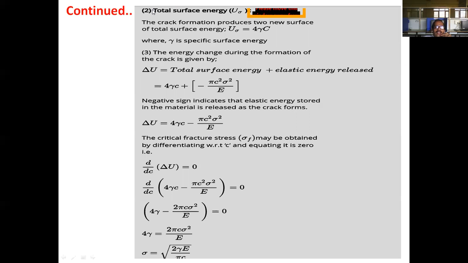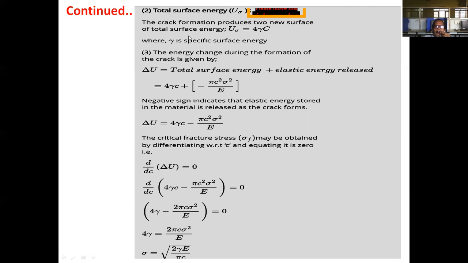Now the second part is total energy U sigma. So what is that total energy? The crack formation process produces two new surfaces that I will show in a diagram. The crack formation produces upper surface and lower surface, and the total surface energy, altogether, will be U sigma, and that is theoretical energy 4 into gamma into C, where gamma is specific surface energy and theoretical.